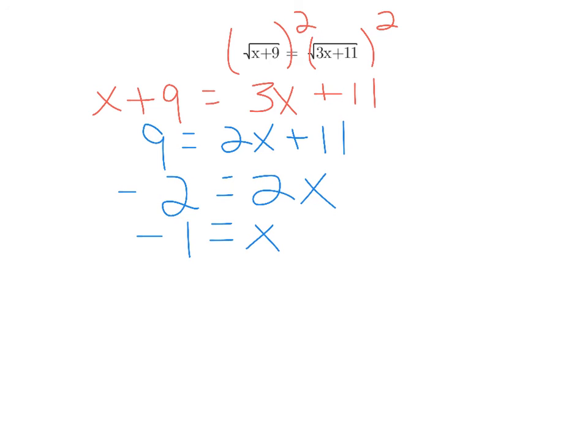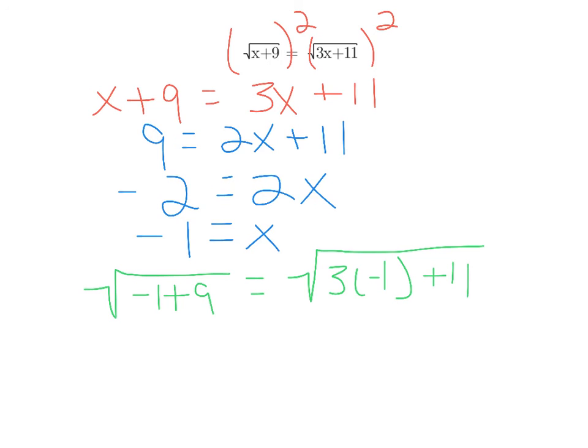Now my third and final step is to plug this value in for x to make sure I don't have any extraneous solutions. When I plug in negative 1 for x, I get the square root of the quantity of negative 1 plus 9 is equal to the square root of the quantity of 3 times negative 1 plus 11. Simplifying underneath the radical on the left-hand side, I get the square root of 8.